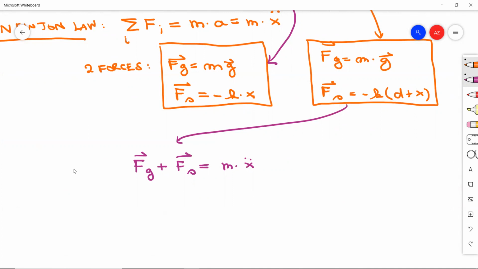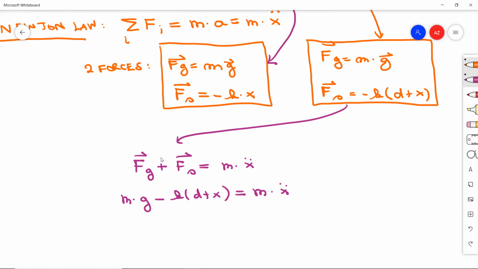So we will use minus when we plug in here. Since I don't have sizes here yet, I just have vectors. It can be plus, but it will be minus when I plug in the formula for the spring force. So it's m times g, and then minus k times d plus x is equal to m times the second derivative of x.